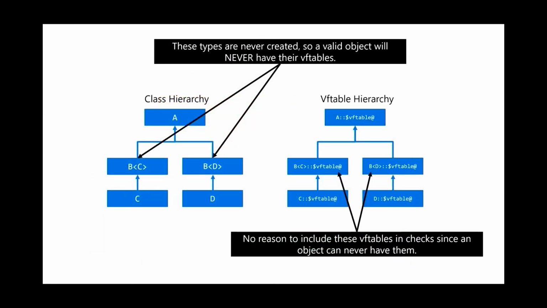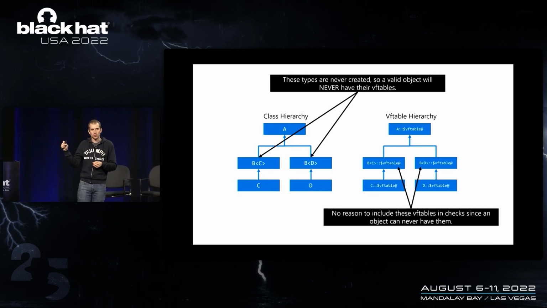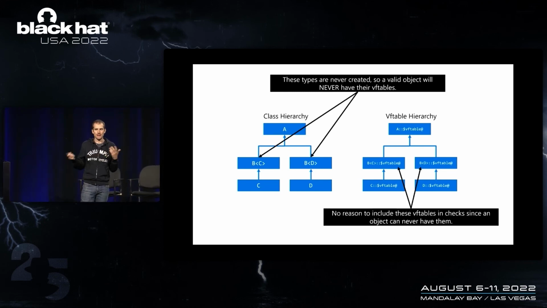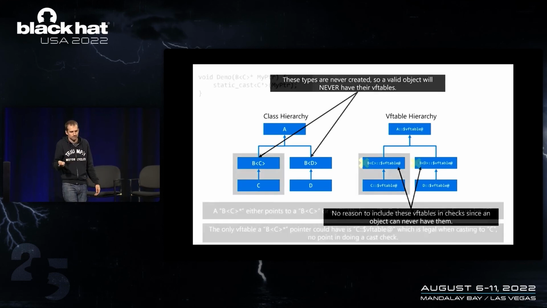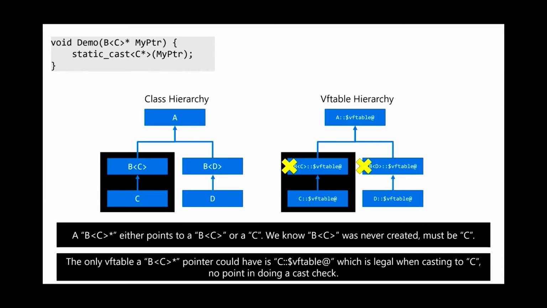But we can actually optimize this away really well, because what we realized was that these different specialized versions of B are never actually created directly. You only create the most derived types in source code. And because those different B classes are never created directly, there's no reason to include their vtables in the cast checks at all, because you know that no one would ever have that vtable. The object's never created. So if we're doing a downcast and we currently have something that's a B specialized by C, and we're downcasting it to just be a C, the most derived type.